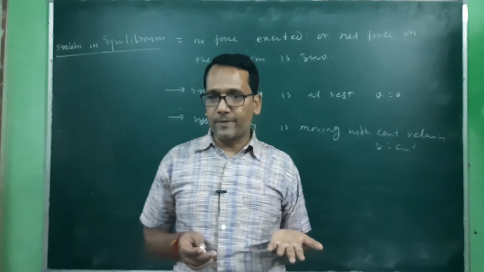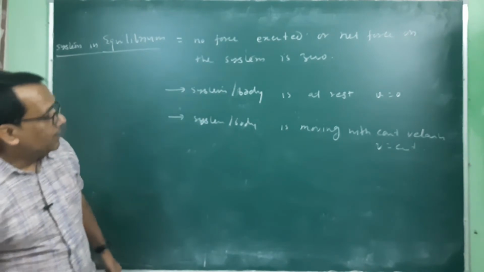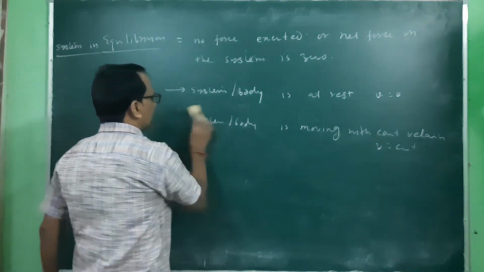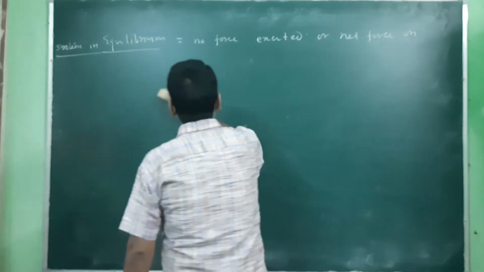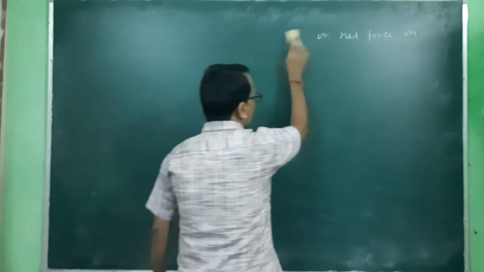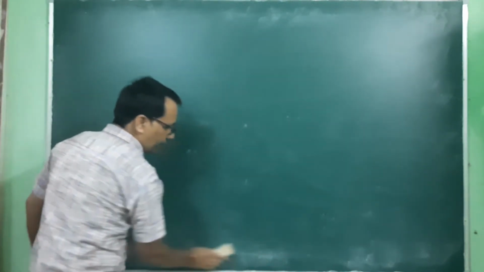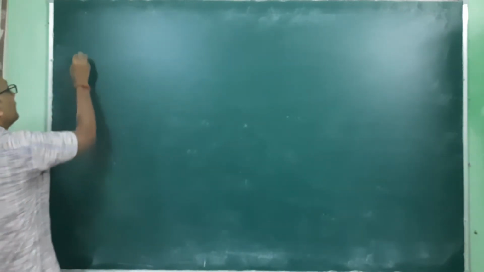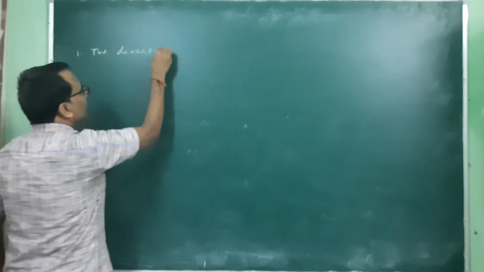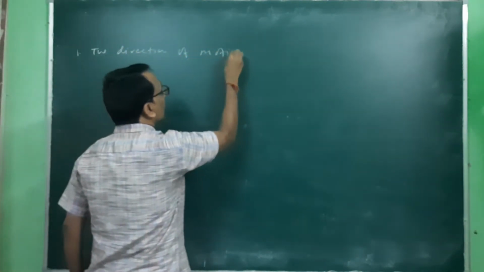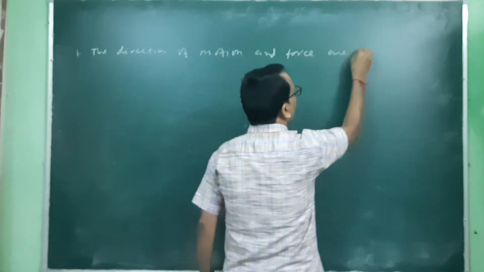We have different examples. So let us think about some such examples where the direction of motion as well as the direction of force is same, because the system is in equilibrium. It is controlled by the direction of motion as well as direction of force. So first let us have some examples. First, the direction of motion and the force are same.